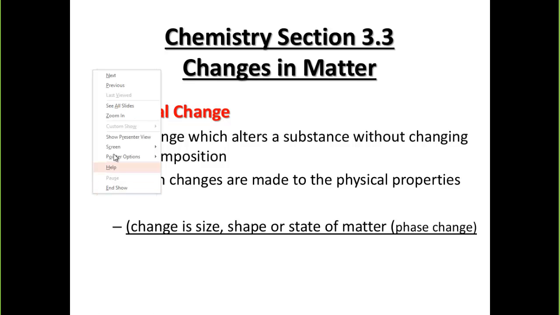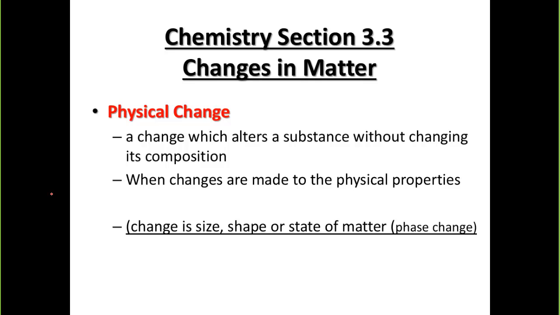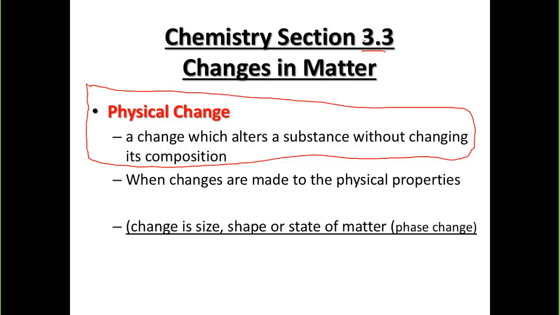We're going to start into looking at how we can change matter from one form to another. To begin with, for section 3.3, we've got two boxes. Our first box is going to be physical change. A physical change is our first way that matter can be altered, and it's a change in which the substance keeps the same composition.